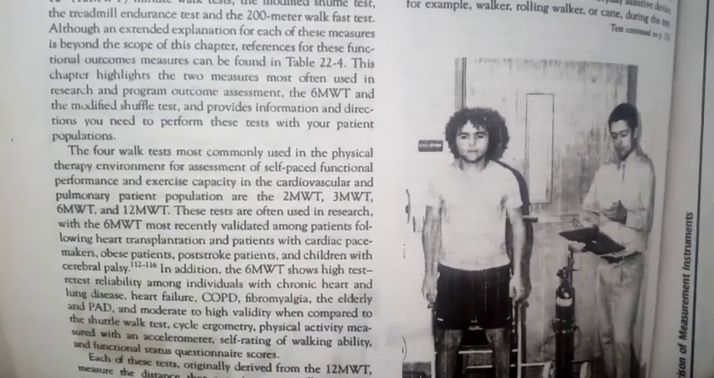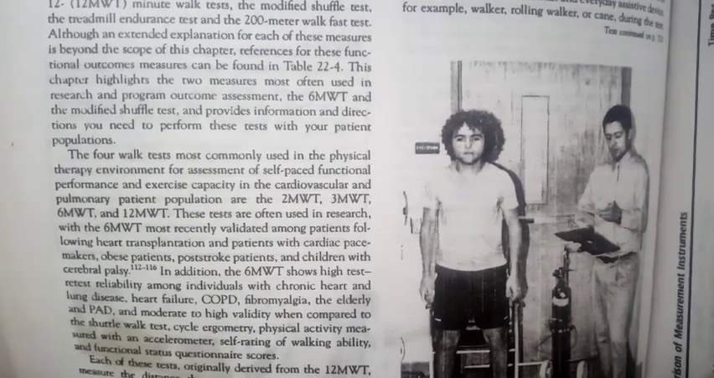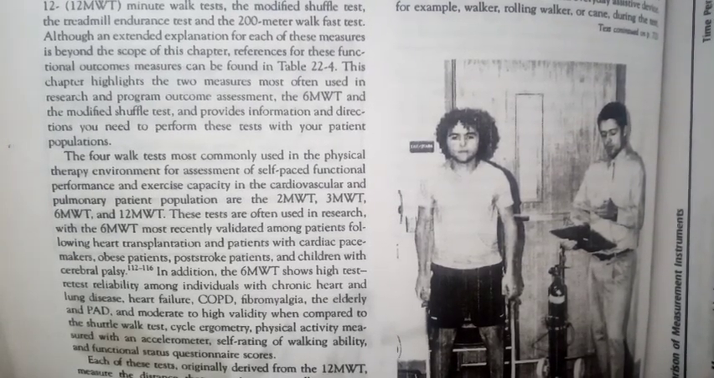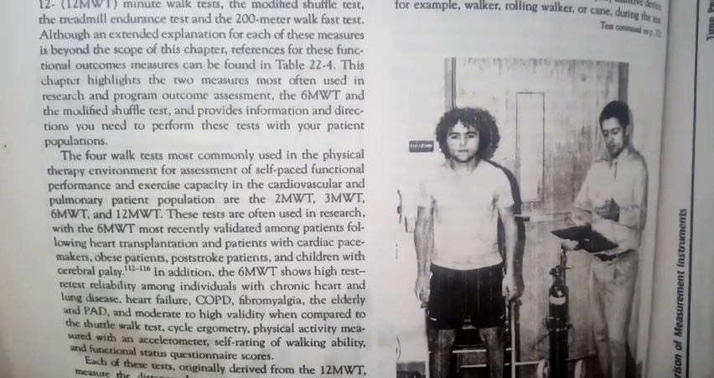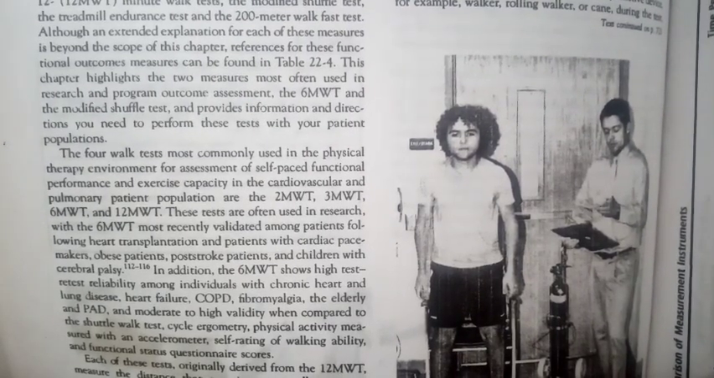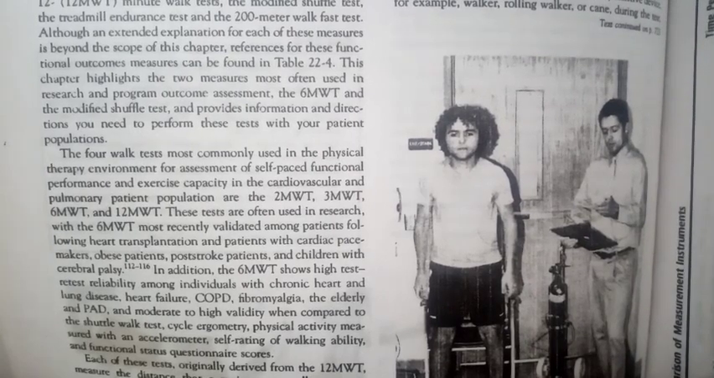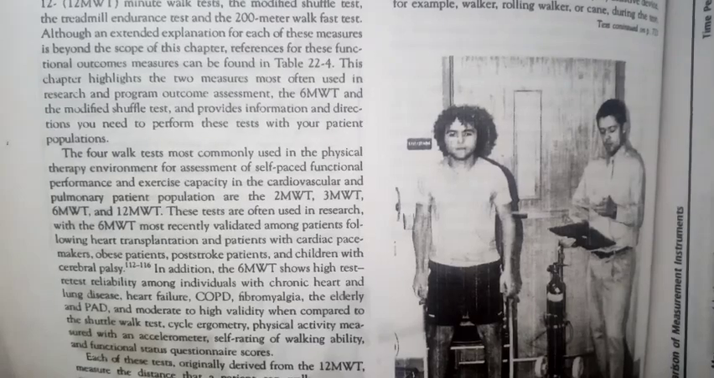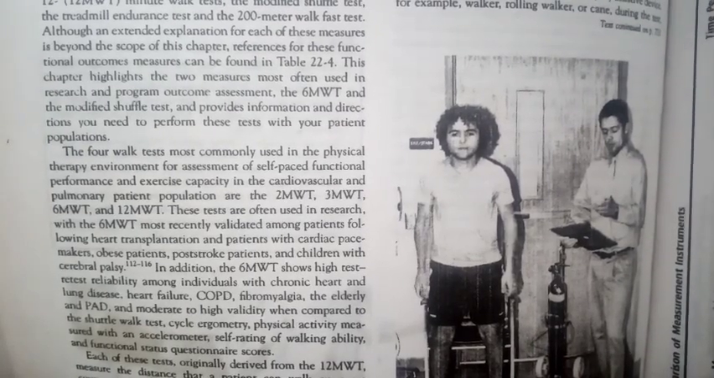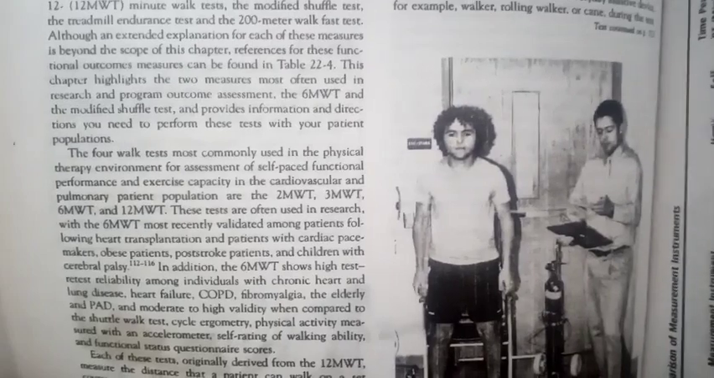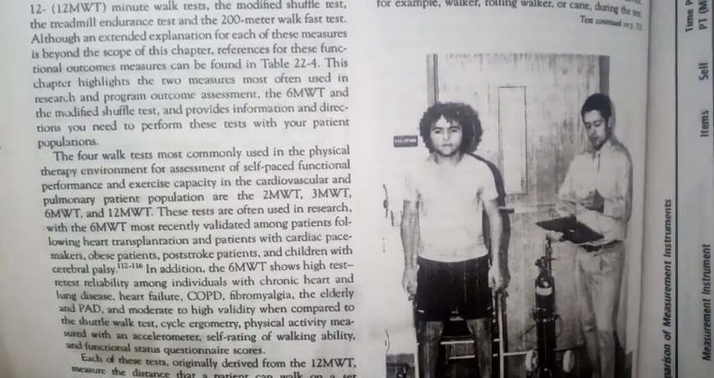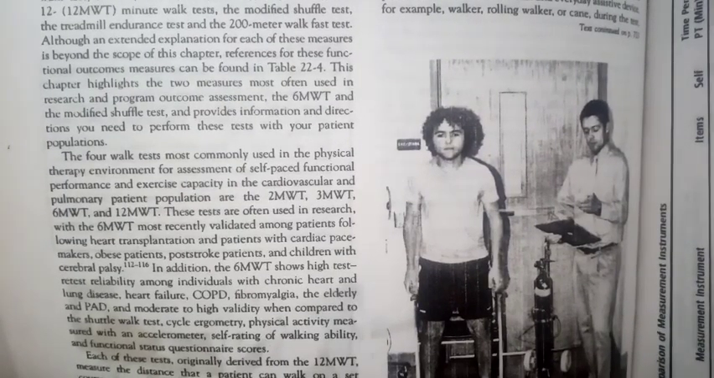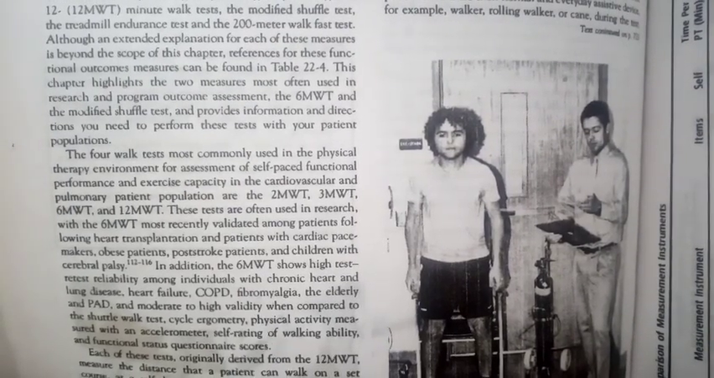The four walk tests most commonly used in the physical therapy environment for assessment of self-paced functional performance and exercise capacity in the cardiovascular and pulmonary patient population are the 2 MWT, 3 MWT, 6 MWT, and 12 MWT. These tests are often used in research, with the 6 MWT most recently validated among patients following heart transplantation, patients with cardiac pacemakers, obese patients, post-stroke patients, and children with cerebral palsy.